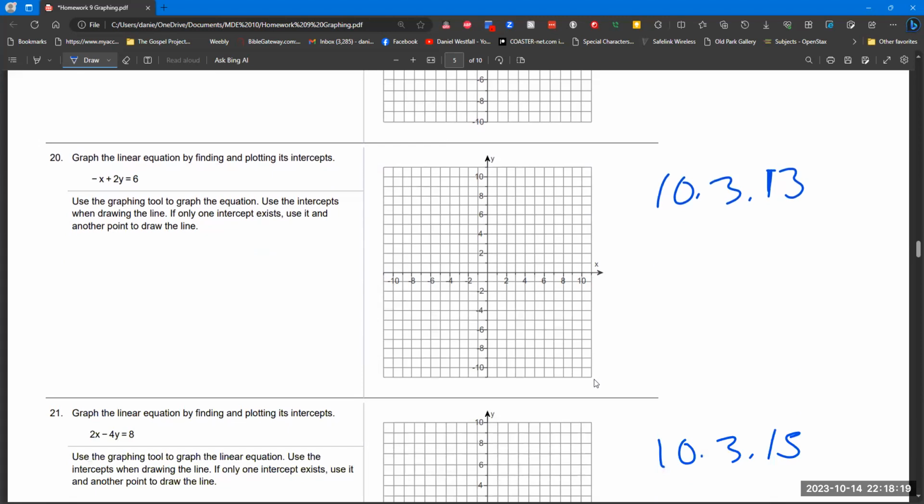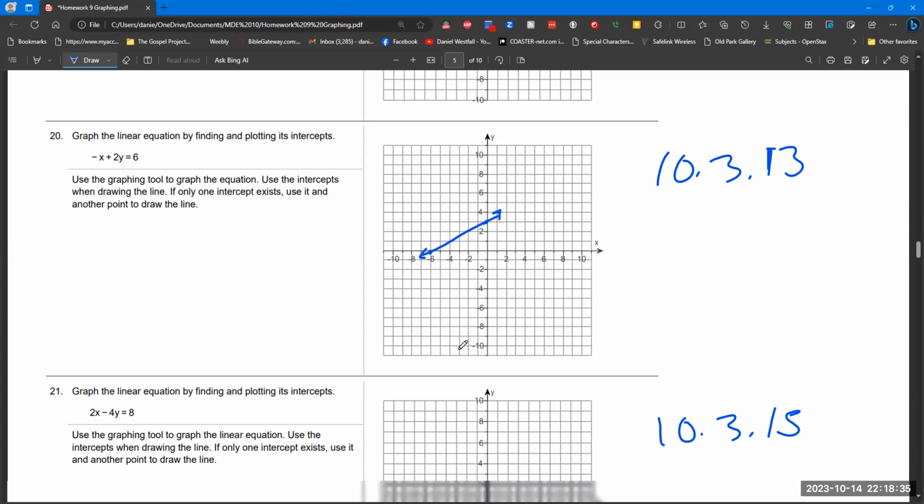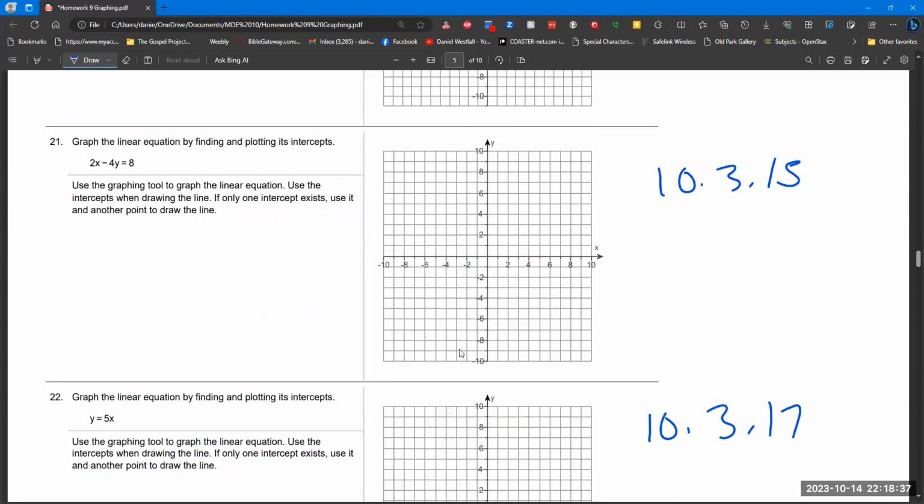Now I have when y is 0, x is -6. And when x is 0, y is 3. There's my line. This one, when y is 0, x is 4. And when x is 0, y is -2.